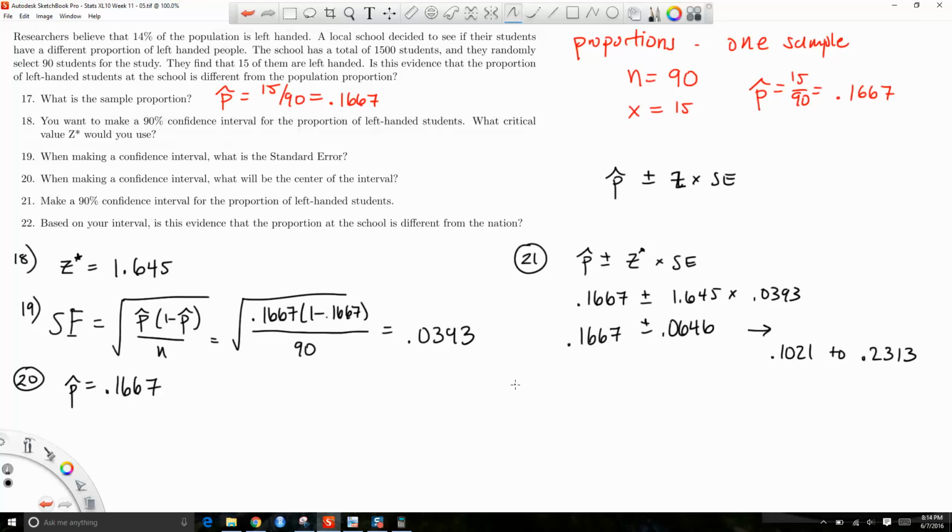Okay, and then based on our interval, is this evidence that the proportion at the school is different from the nation? So what are we going to do to answer this question? We want to know, is 14% inside the interval? Yes. Our interval goes from basically 10% to 23%. So 14% is in the interval, so it is a plausible value for the school.